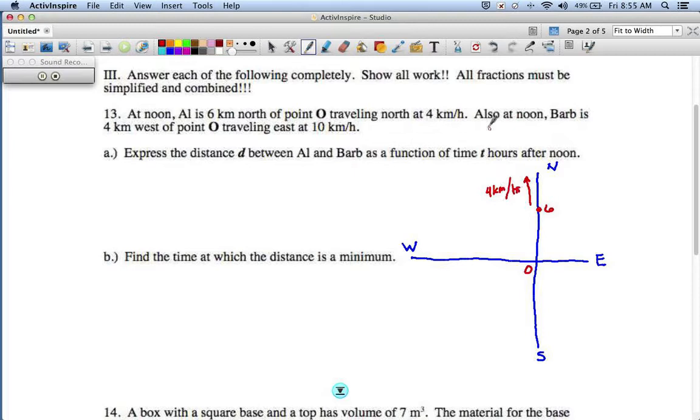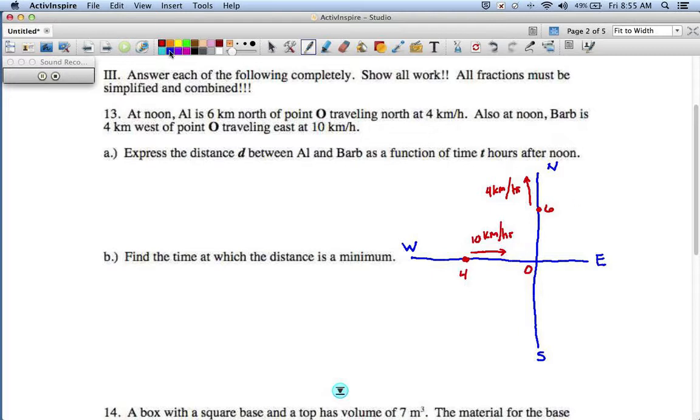Also at noon, that's important, it's at the exact same time, Barb is 4 kilometers west. And she's traveling east. She's heading back towards O. Maybe that is why Al is trying to get away from O. Perhaps Al and Barb do not like each other. So, what's happening here is these guys are moving. Okay, Al is heading up and Barb is moving in.